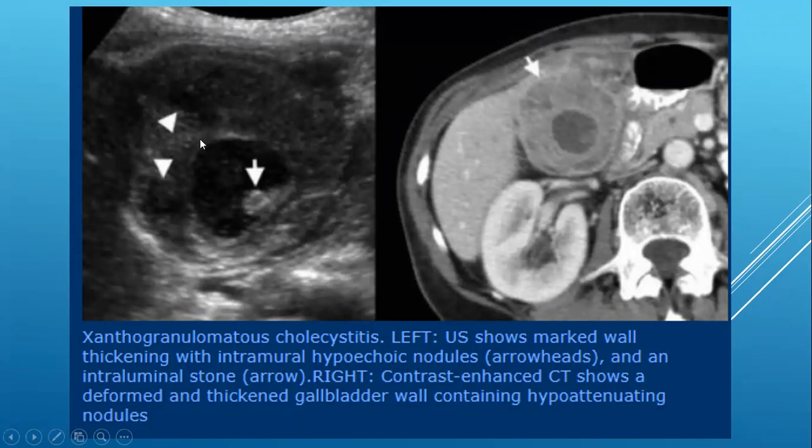And here we see there is a stone. Contrast enhancing CT shows deformed and thickened gallbladder wall containing hypoattenuating nodules. Here in the contrast CT we see these hypoattenuating intramural nodules.